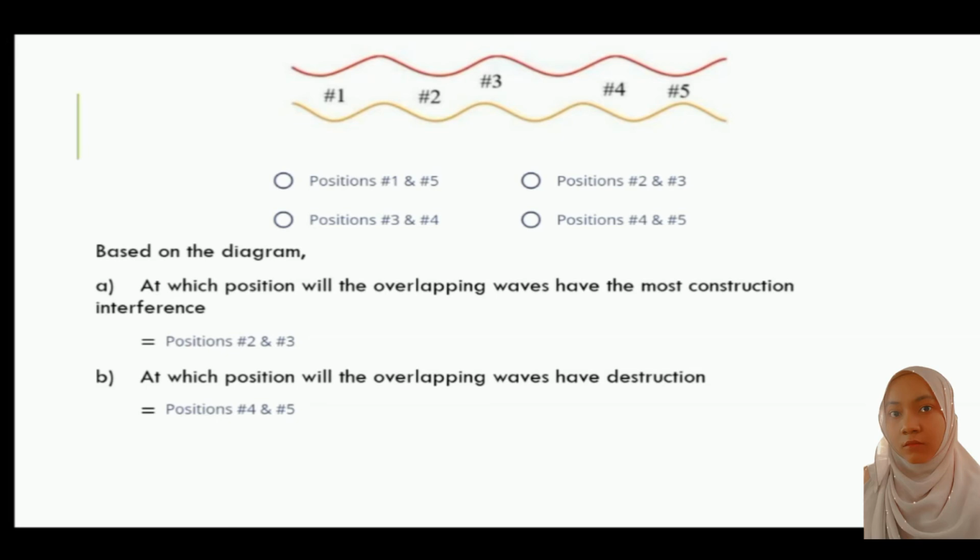Then B, at which position will the overlapping wave have destructive interference? Destructive interference means a wave crest meets a trough. So the answer is position 4 and position 5.